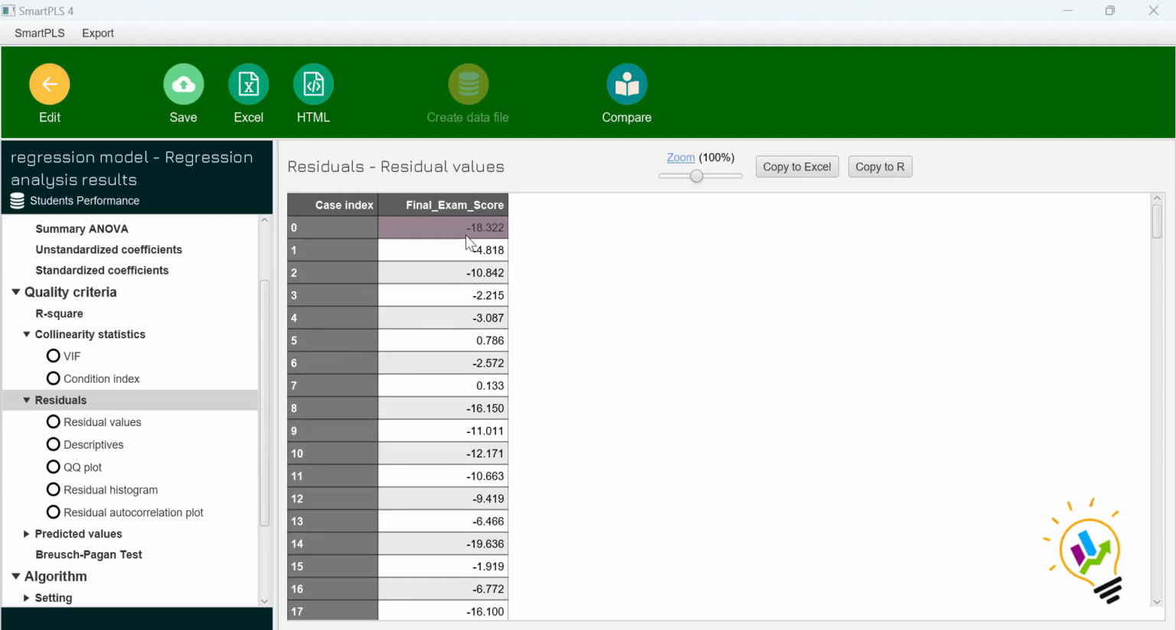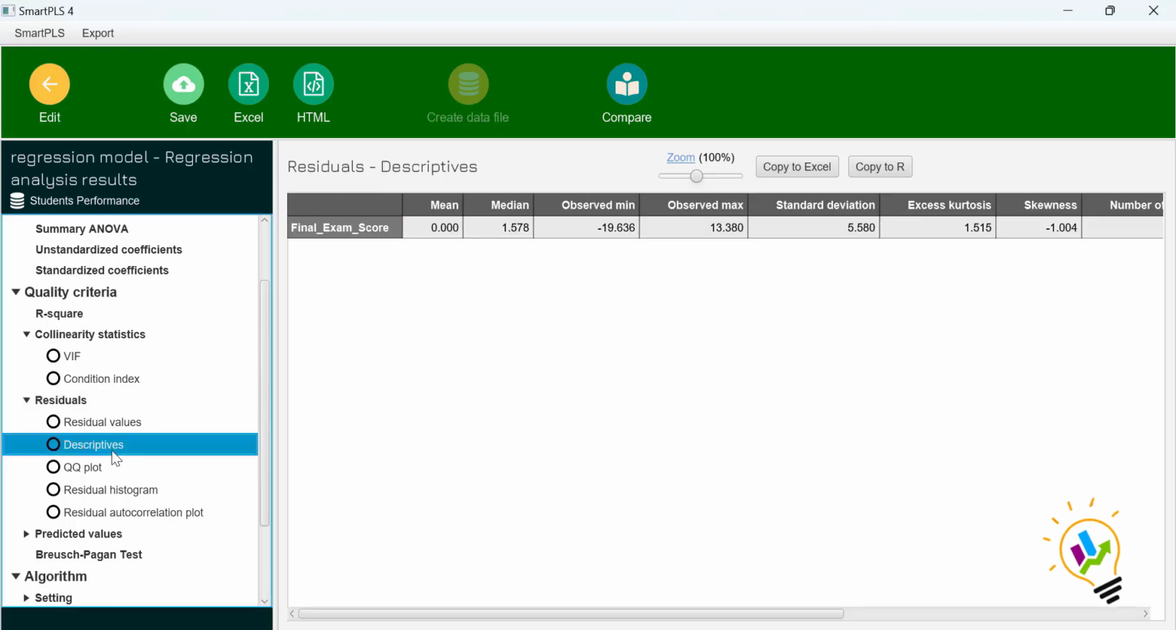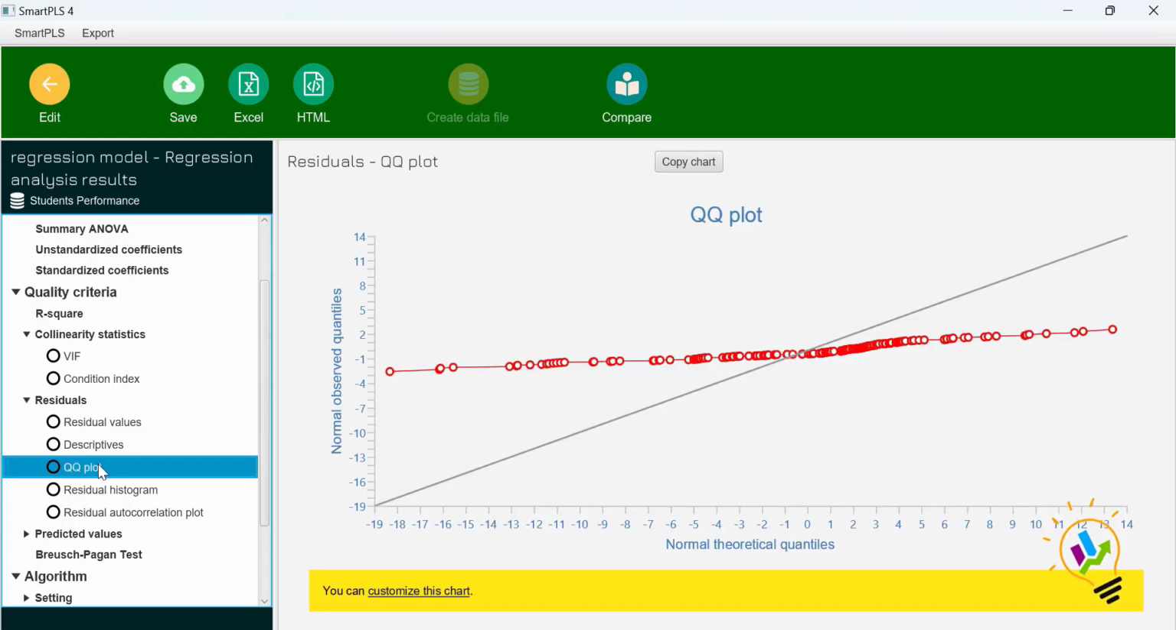Now we will discuss about residuals. Residual values are the difference between actual value minus predicted value. So these are the residual values for the final exam score. Next is descriptive values. So descriptive values explains about the mean, median, and the standard deviation of the final exam score. We will see QQ plot.